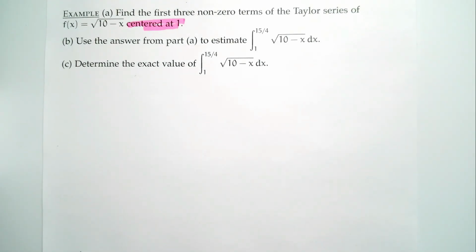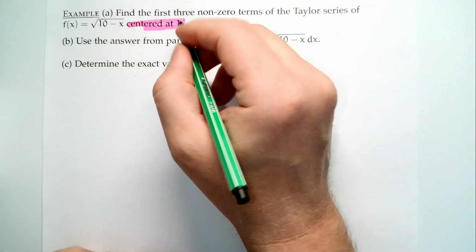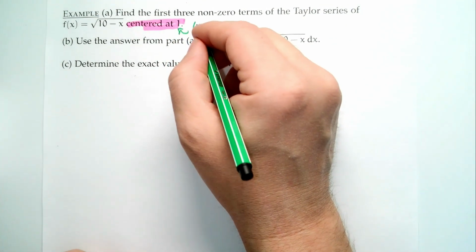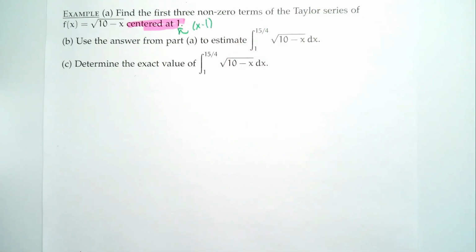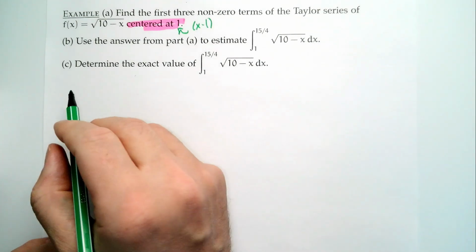Well, really, that means we want to have things look like our expression will have things that involve x minus 1. So we're going to be a little bit extra careful. In fact, we could say the right amount of careful. So let's start with part A.